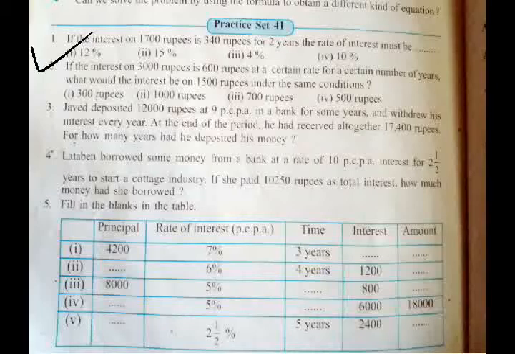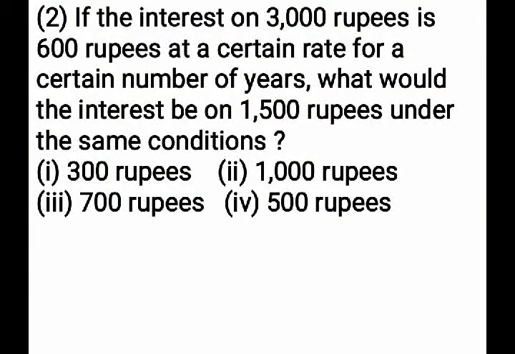Next, if the interest on 3000 rupees is 600 rupees at a certain rate for a certain number of years, what would the interest be on 1500 rupees under the same conditions? There are 4 options given. You have to choose the correct option after solving this sum. First you have to read and understand this much of the sentence.